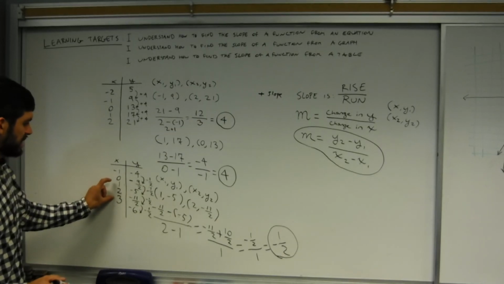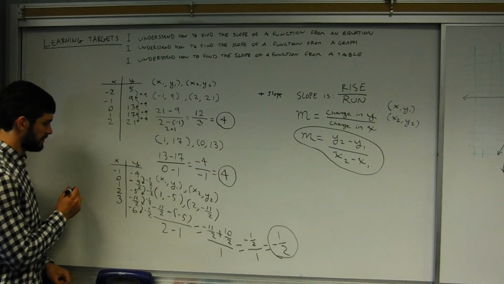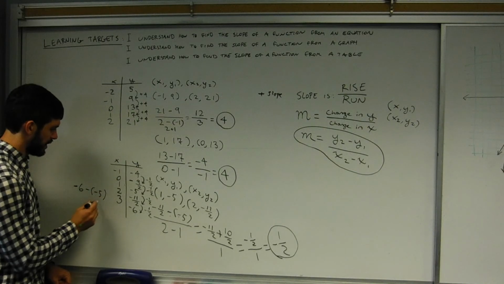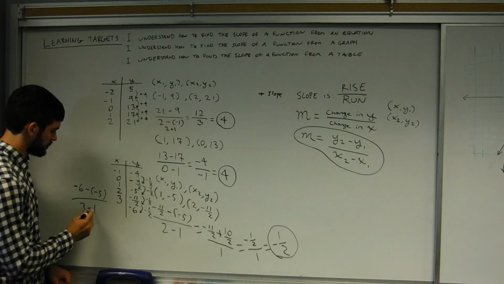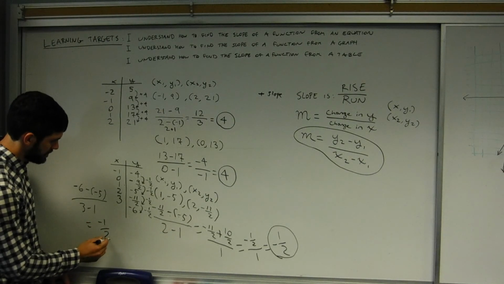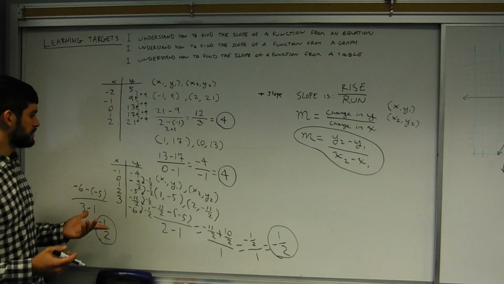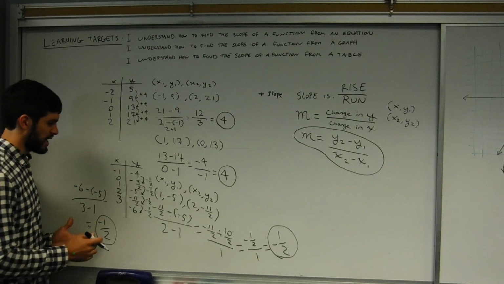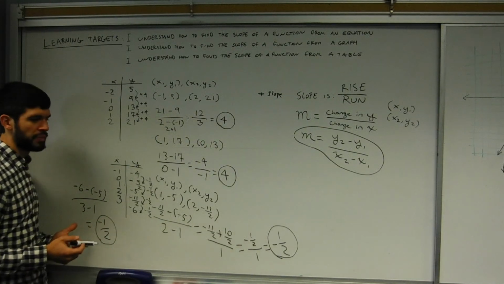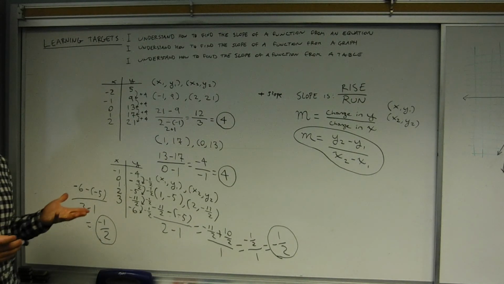We could have made it easier on ourselves by using maybe these 2 points, because then we would have had -6 minus -5 over 3 minus 1. This is a plus, so we'd get -1 over 2. We'd get the same answer. And so that is just again an illustration of how you'll always have the same slope on a linear function. So that is finding slope from tables.